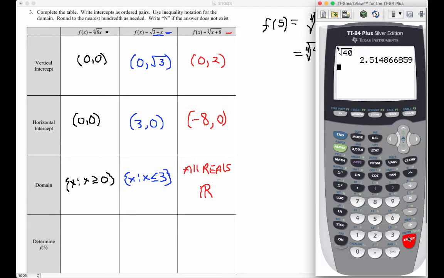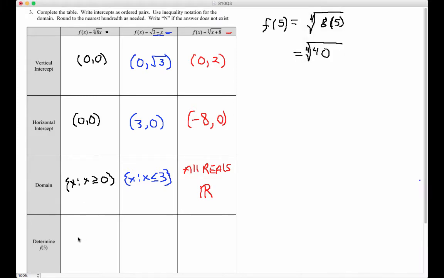Hit enter, and we get 2.5148, etc., etc. They said to the nearest hundredth, so the hundredth, that's 2 decimal places. So we only need to go out to 2.51. So that says that f of 5 is approximately 2.51.